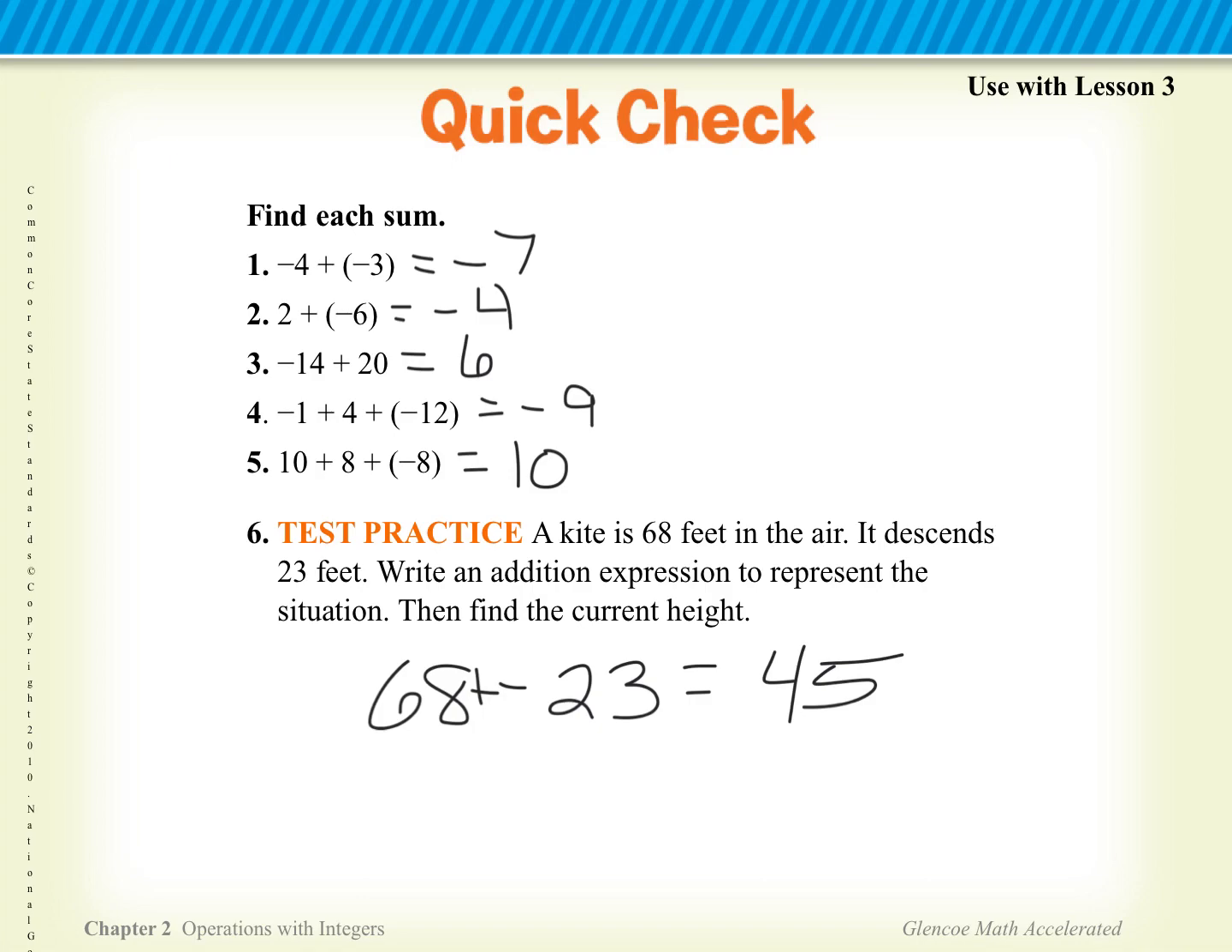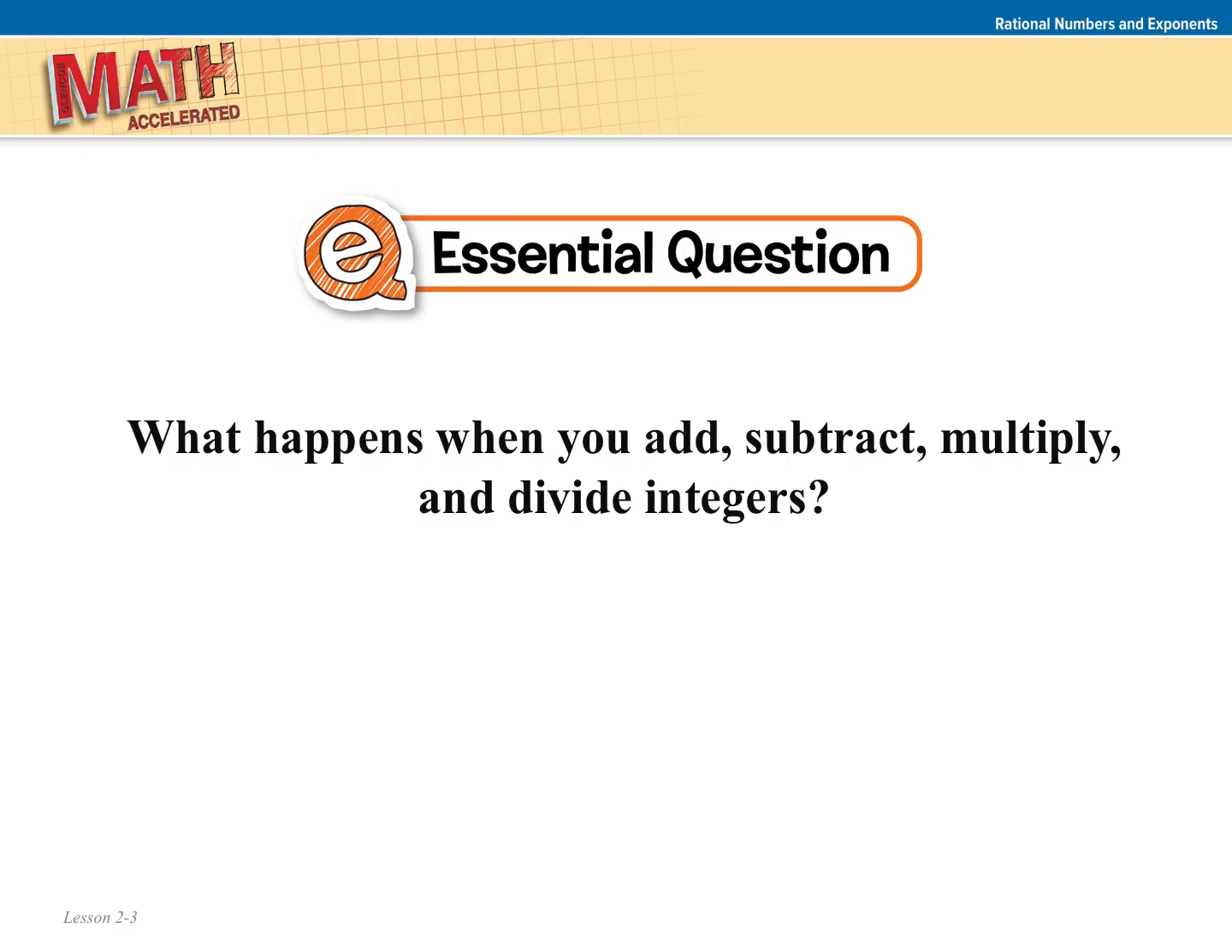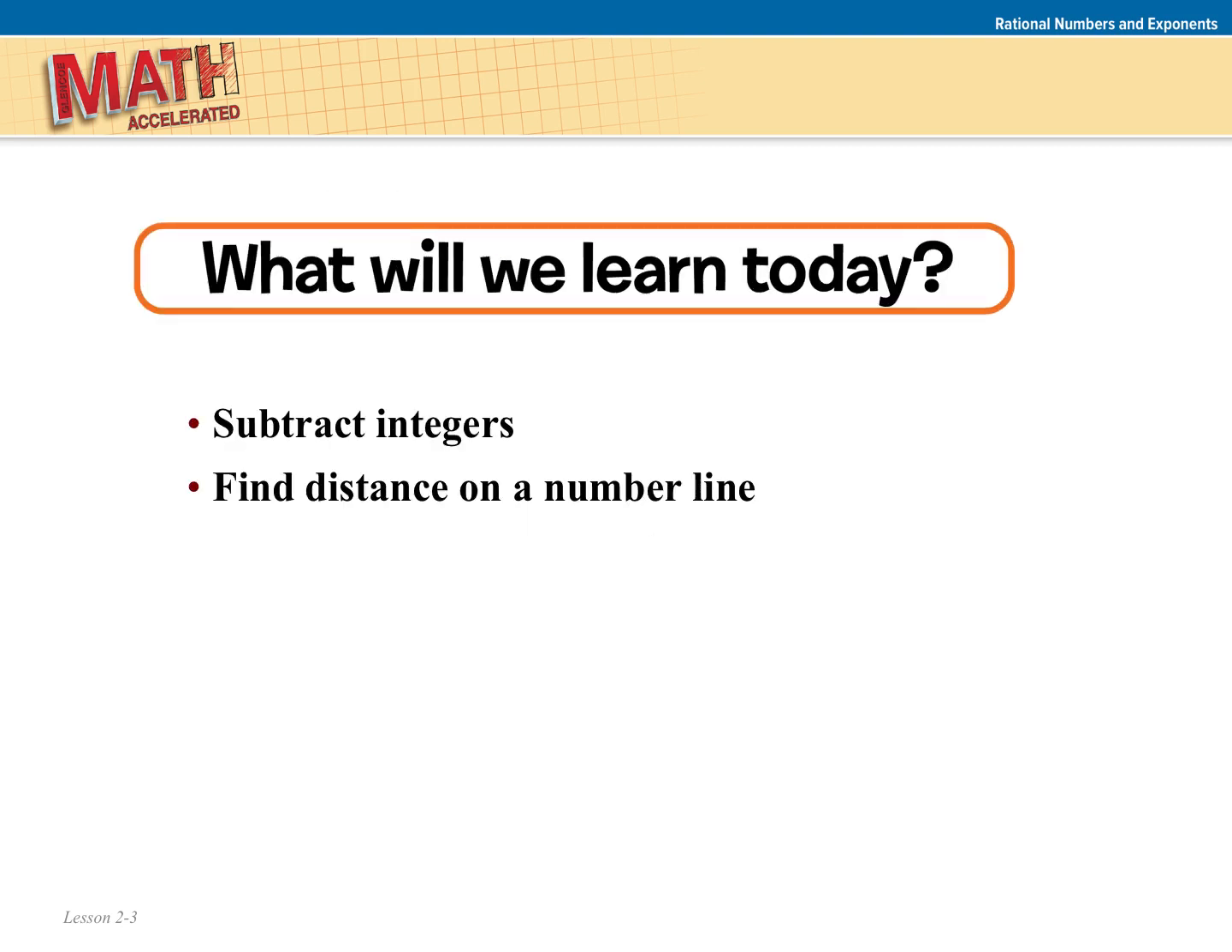Okay. Today, moving on, is very similar stuff. So, again, what happens when we add, subtract, multiply, divide integers? You get another integer, okay? Today, we're focusing on subtracting integers, and we're also going to find the distance on a number line.